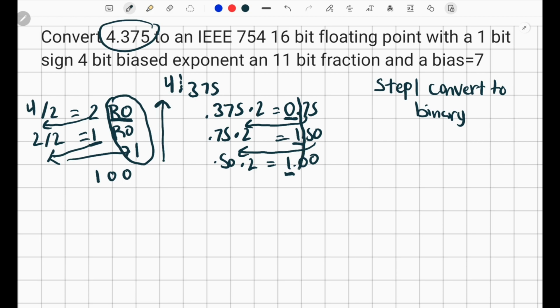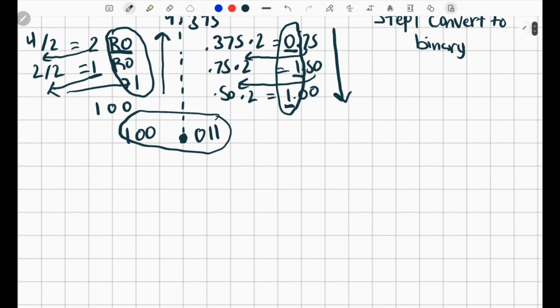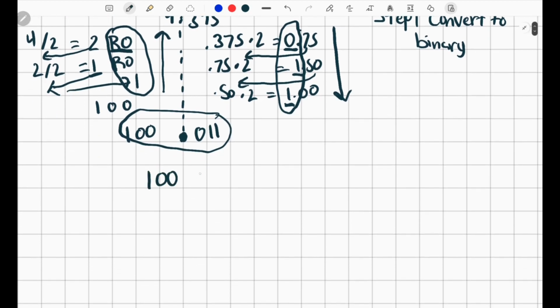Then we use these numbers to make our binary. Before, we went bottom to top; for this one we go top to bottom. So we get 0, 1, 1. That's the binary representation for 0.375. We bring the decimal point down right here and join our numbers. 100 is 4, and 0.011 is 0.375. So this is our binary representation. Let me write it a little neater: 100.011. So that's step 1.